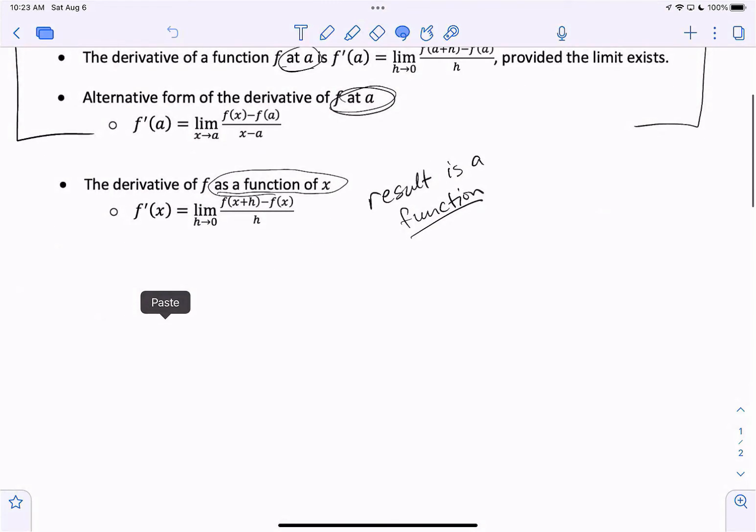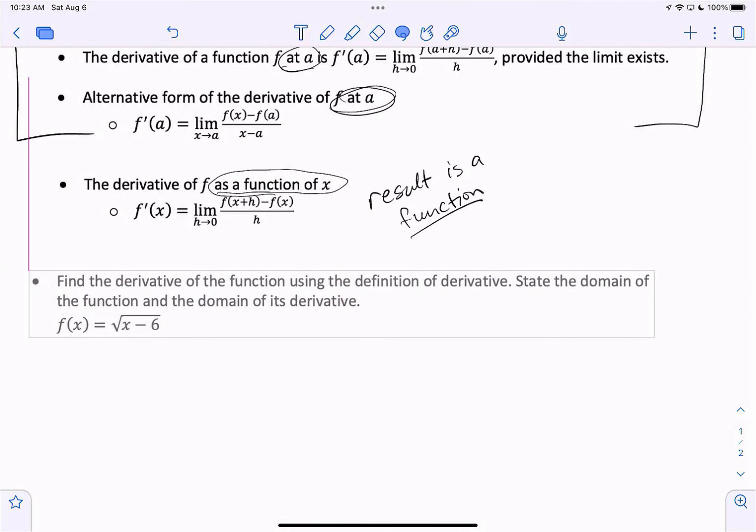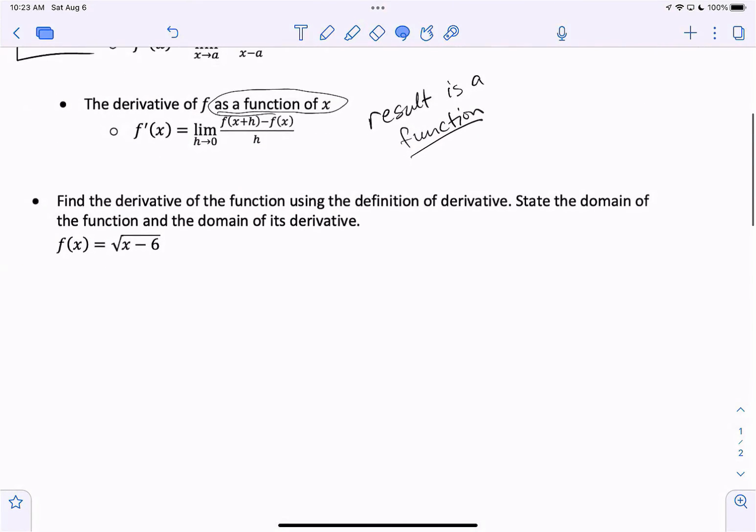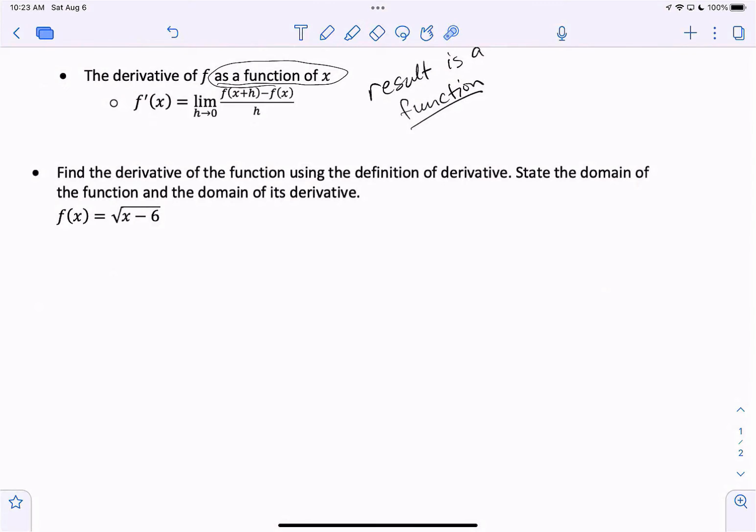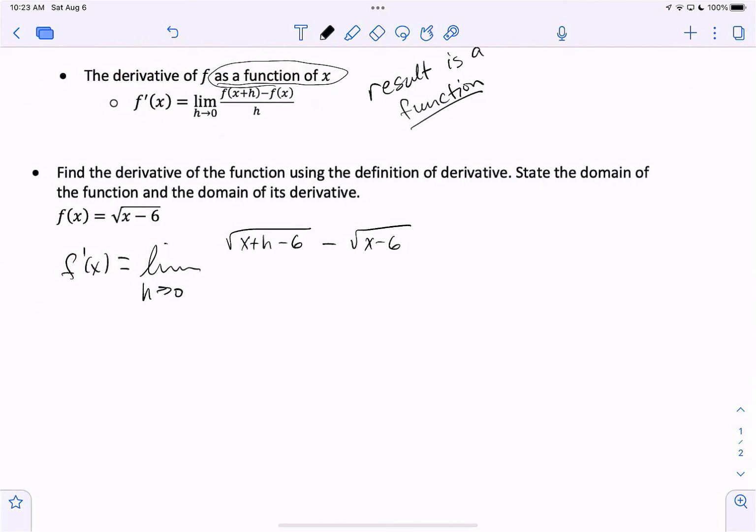Let's look at an example. Find the derivative of a function f of x equals the square root of x minus 6 using the definition of derivative. So we're going to use this difference quotient with the x plus h business. State the domain of the function and the domain of its derivative. Let's just do all this in order. f prime of x is equal to the limit as h approaches 0 of the square root of x plus h minus 6 minus the square root of x minus 6, all divided by h. I'd like for you to go ahead and do this and come back when you're done.